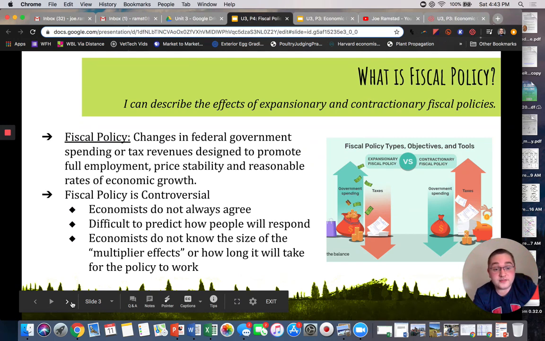However, fiscal policy is very, very controversial, and if this was an in-person class, not online, we would be spending some time having a debate on how to implement fiscal policy, because it's a very contentious and really debatable topic. Economists don't always agree on how to implement fiscal policy. It's very difficult to predict how people are going to respond to implementing a fiscal policy, and economists don't know the size of the multiplier effects, which we'll talk about a little bit later, or how long it will take for the policy to actually start working.